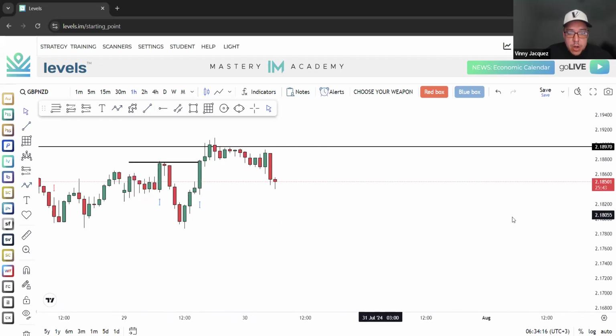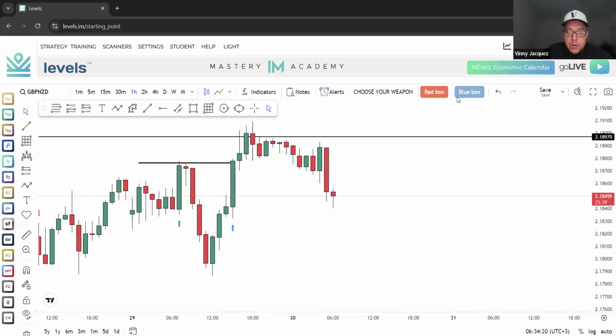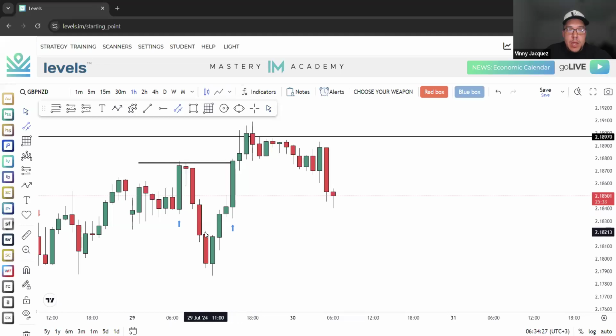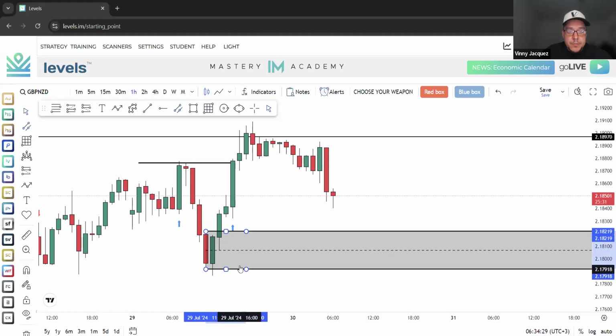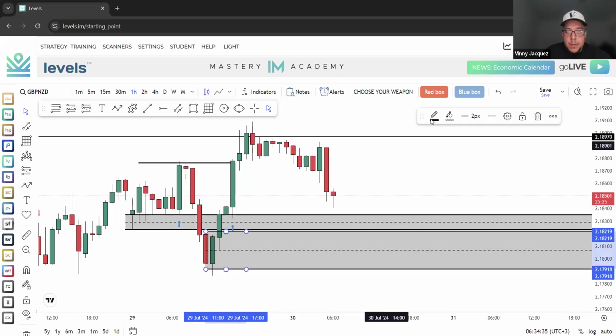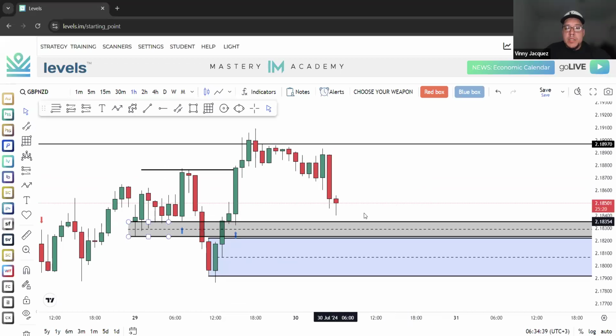Levels are letting me know, we have a blue arrow. Match that with the blue box. We have a starting point right here. So this is the closest demand zone. Let's go ahead and mark that up. We have a starting point here, shoulder here. So we're just a few pips away from this buy area.